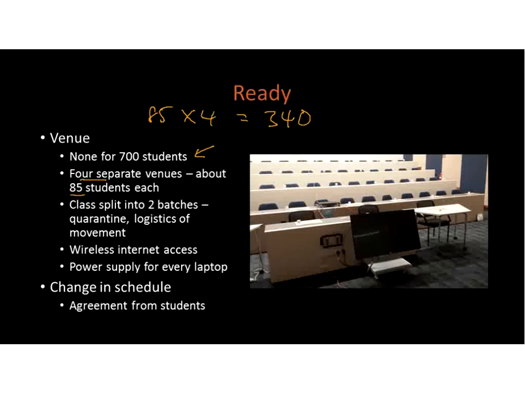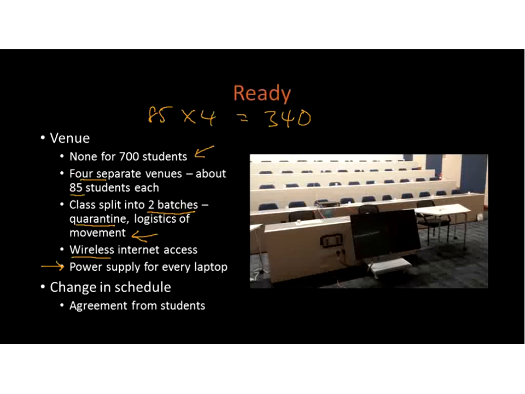So that means I had to split the class into 2 batches, and I had to quarantine one of the batches, and I had to look into the logistics of the movements of the 2 different batches. We were not able to secure wired access, and so we had to depend on wireless internet access. However, we were able to find that the 4 venues that were allocated had power supply for every laptop.